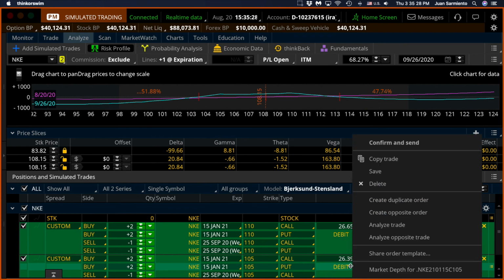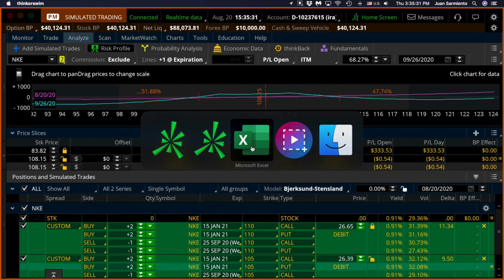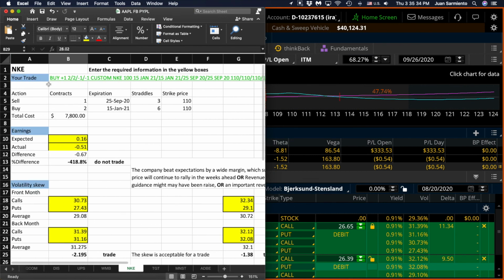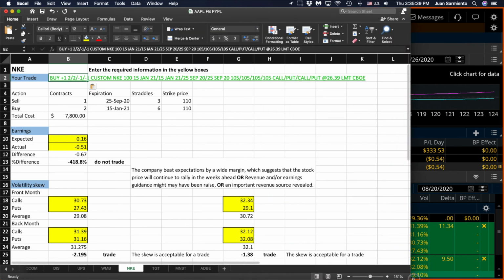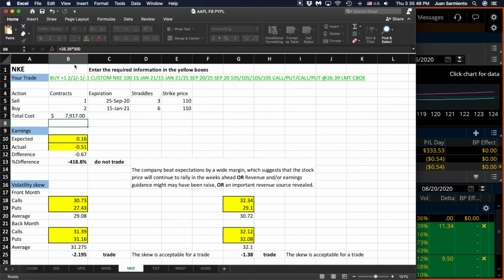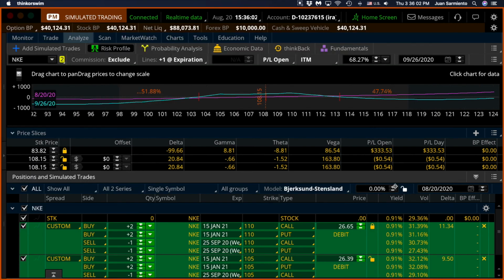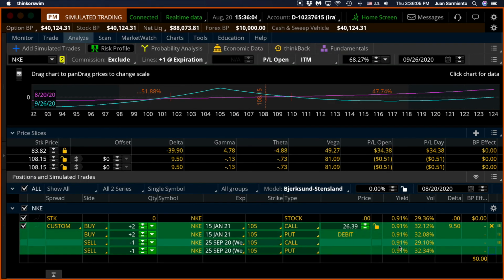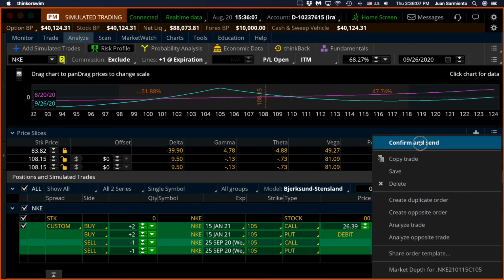Sorry to keep jumping. Let's copy that and paste it here. And 26.39 goes here. That's close to $8,000, and that's acceptable for my account. If your account is smaller, then you can enter one lot instead of two. Okay, so let's do that. Confirm and send.